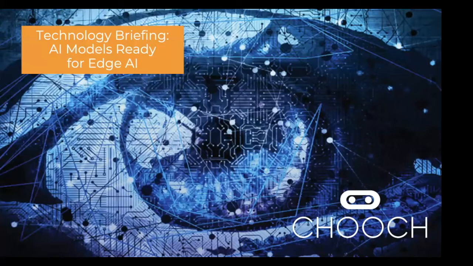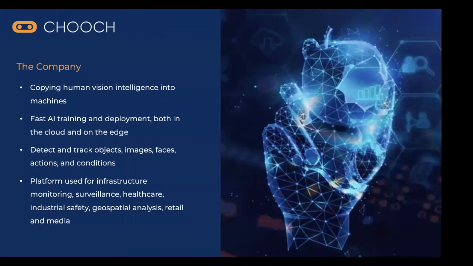So let's begin with who we are. We're a company based out of the Bay Area, and we are copying human visual intelligence into machines. So that's the fundamental goal and target we have as a company. And we're part of a larger ecosystem of AI players, of OEM players, of distributors, of service integrators, and so forth. So we're all in this together, trying to copy human intelligence into these machines.